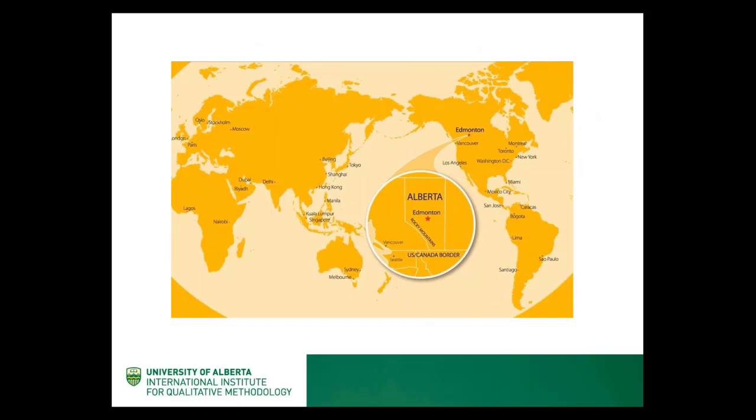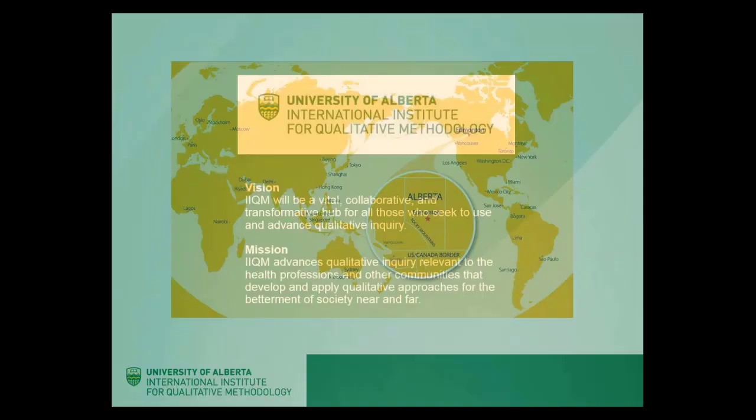And really, IIQM focuses on 4 main areas. The first is advancing knowledge, both the dissemination of knowledge and the exchange of knowledge, creating spaces and places for scholarly growth, building and developing networks, and finally, supporting research. And we do that mostly through skills development.